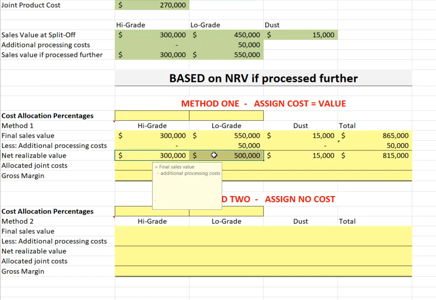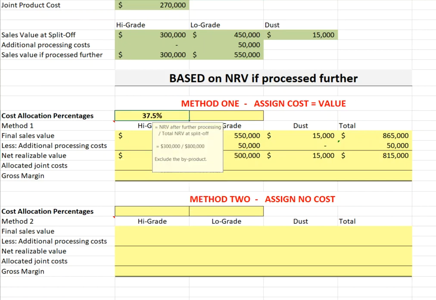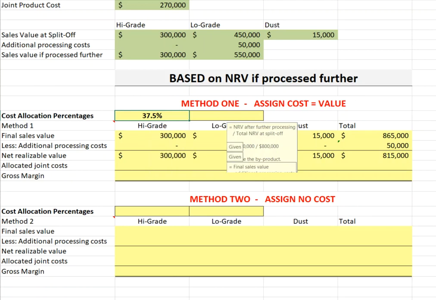Next, we calculate the allocation percentages, and again, those are using the relative sales values after further processing of our high and low grade coal. So 300,000 over 800,000 and 500,000 over 800,000. So our allocation percentages, 37.5% will be allocated to the high grade coal, and 62.5% of our joint product costs will be allocated to the low grade coal.